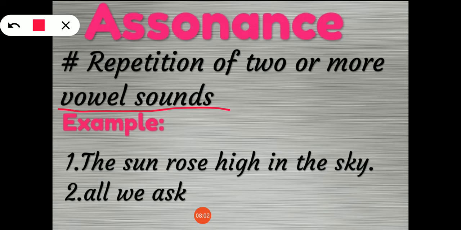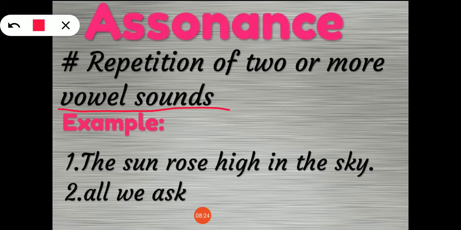So repetition of consonant sound is called alliteration. We have learnt about it earlier, right? So repetition of two or more vowel sounds is called assonance. See, look at example one. The sun rose high in the sky. Right, the sun rose high in the sky.